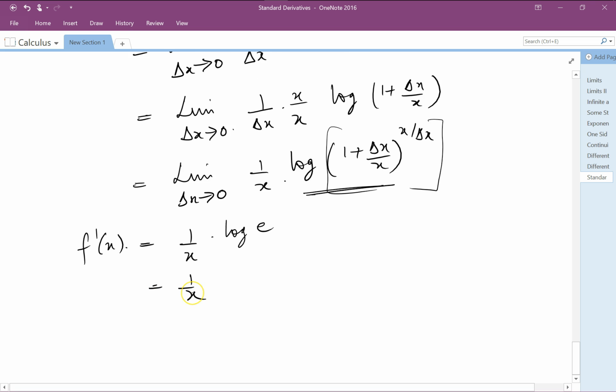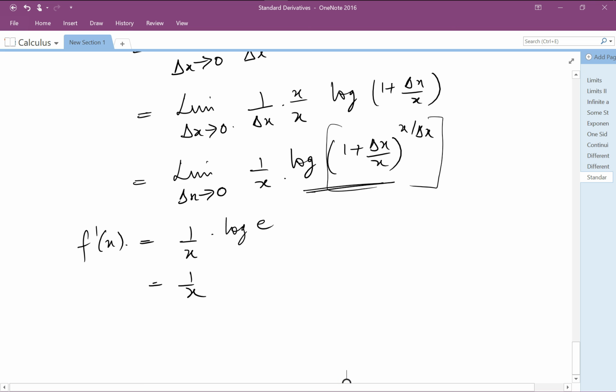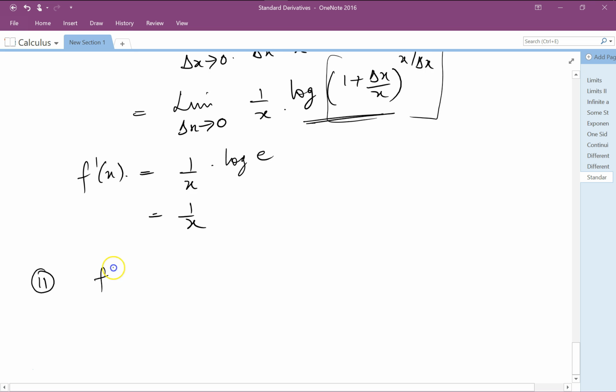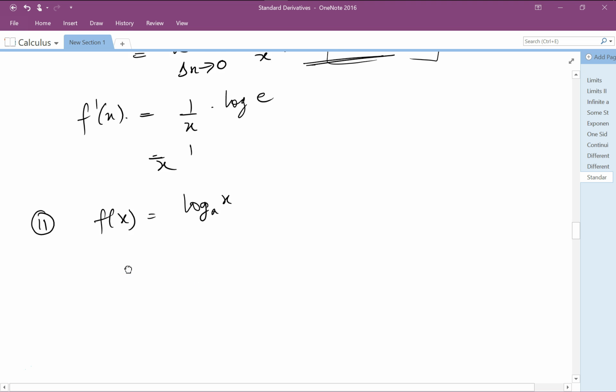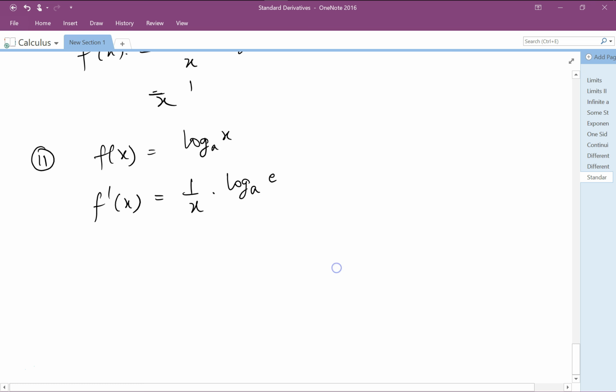So the derivative of log x is equal to 1 by x. Having this log e is important. If you are trying to remember this, remember it with log e. If the function is of the form log to the base a, not to the base 10, then f prime of x would be 1 by x times log e to the base a. Yes, then it will not be 1. Okay, I think that's enough for today. Bye for now.